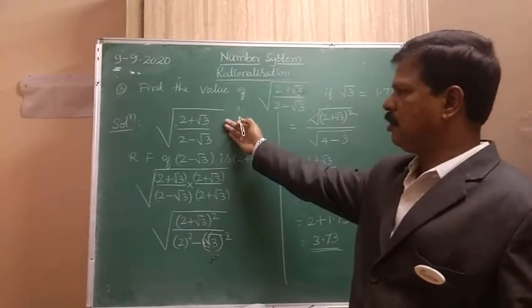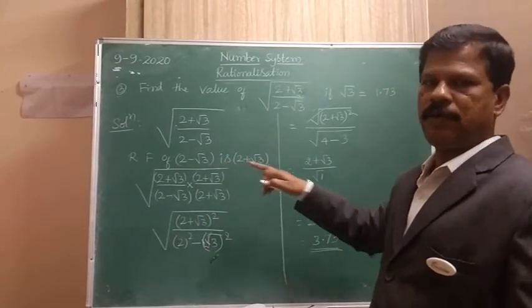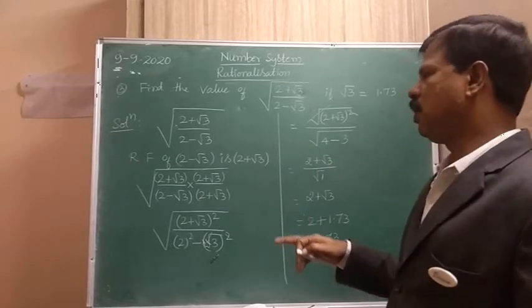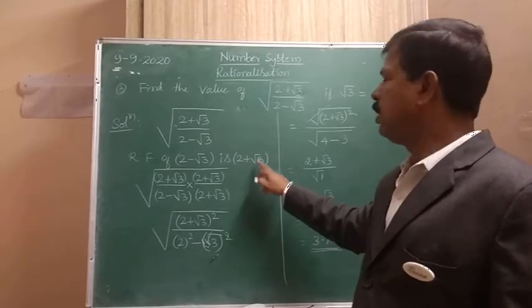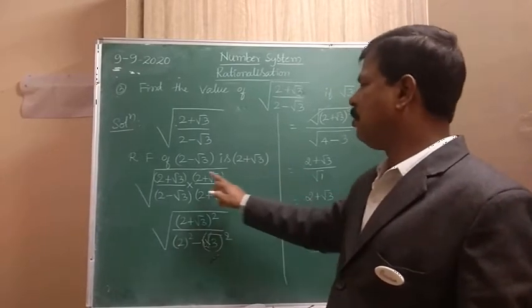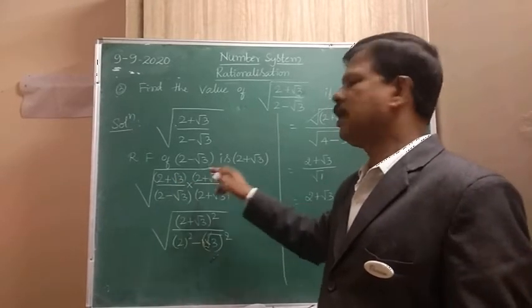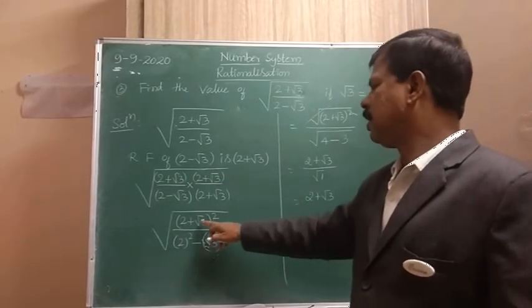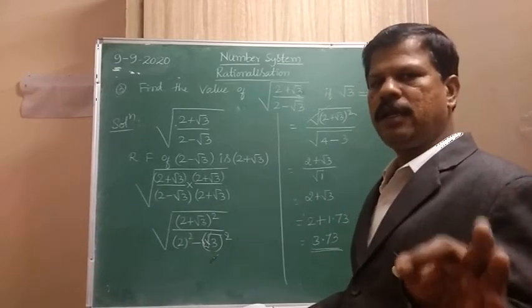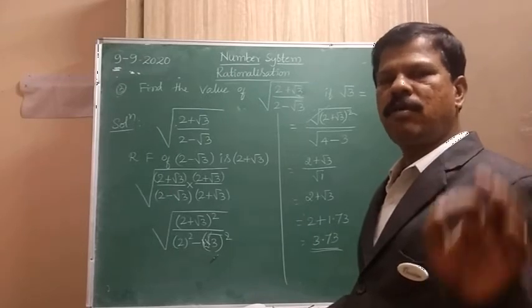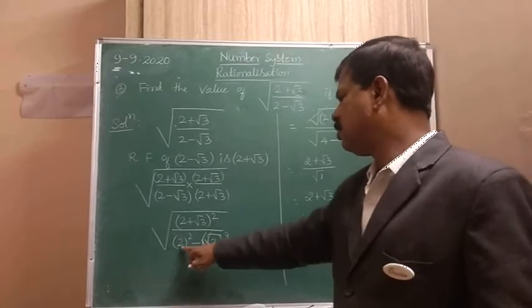First write down the question, then take the RF of the denominator. Always rationalize the denominator only. For that, take the RF of the denominator, and from that RF, multiply numerator and denominator. Then the numerator becomes (a plus b) whole square, and the denominator, I told you, is always in the form (a plus b) into (a minus b), that is equal to a square minus b square form.